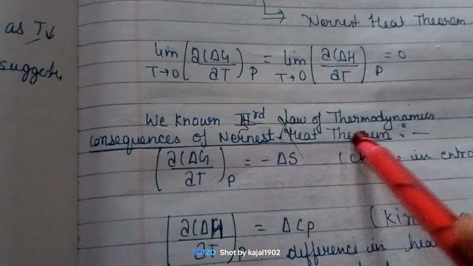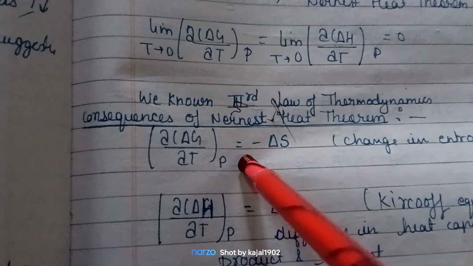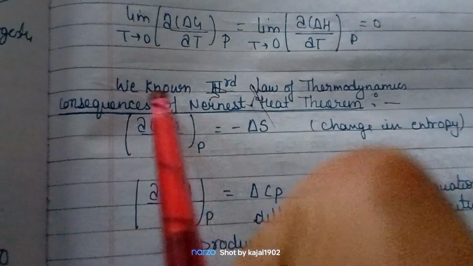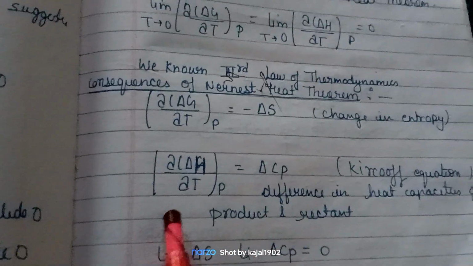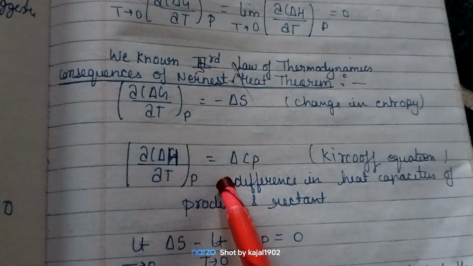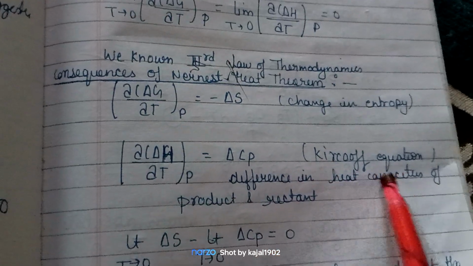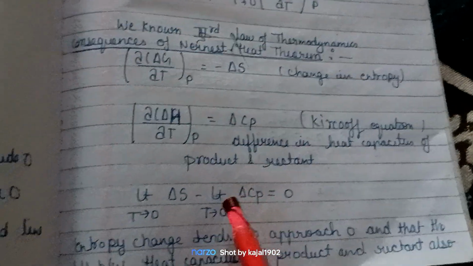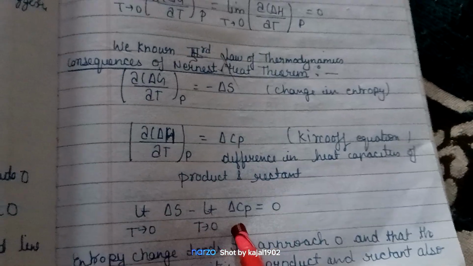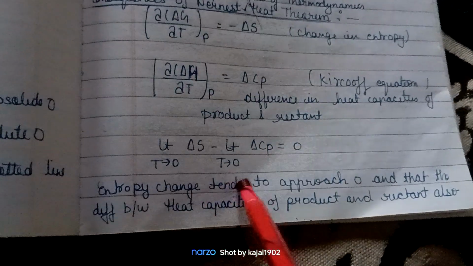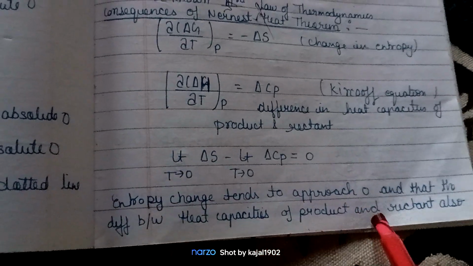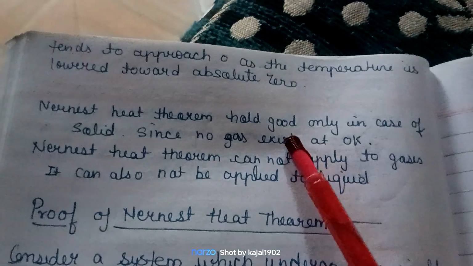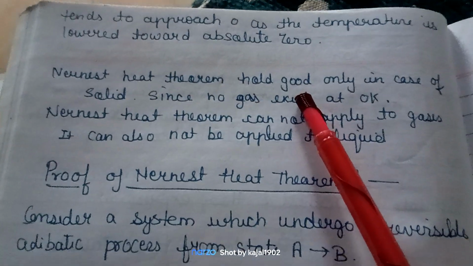We know the laws of thermodynamics. What are the consequences of Nernst heat theorem? As this one is minus ΔS, the change in entropy, by the Kirchhoff equation this is equal to ΔCp, the difference in the heat capacities of the products and reactants. So here ΔS is equal to 0. Entropy change approaches 0, so the difference between the heat capacities of the products and the reactants also tends to approach 0 as the temperature is lowered to absolute 0.